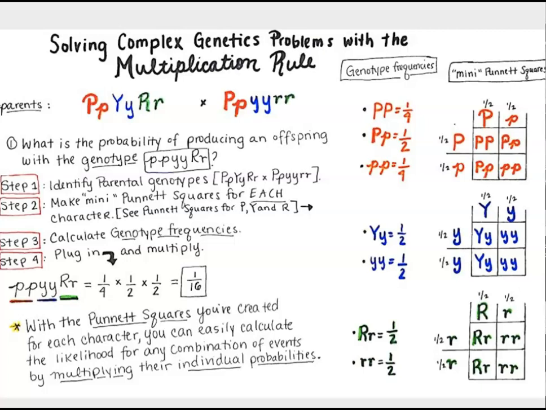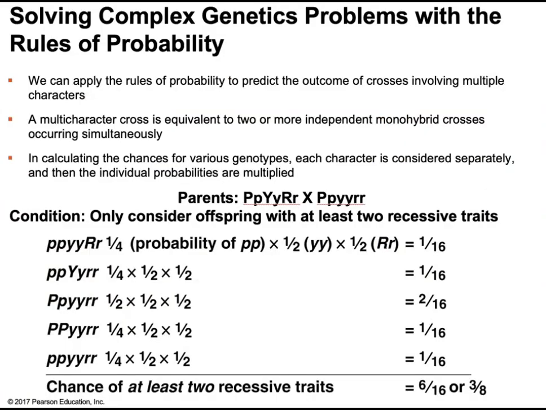We are calculating the likelihood of these parents creating an offspring with a genotype p, little y, big R. Looking at our Punnett squares and genotype frequencies, we see that the probability of p is 1/4. The probability of little y is 1/2, and the probability of big R is also 1/2. When we multiply these numbers, we get a probability of 1/16. Try to use this example to help calculate the probabilities for the remaining offspring variations shown on this slide.